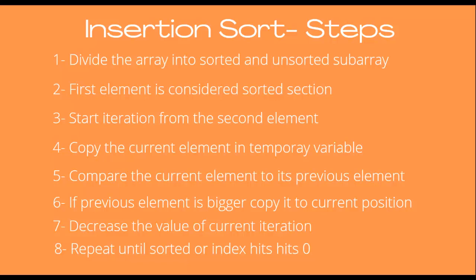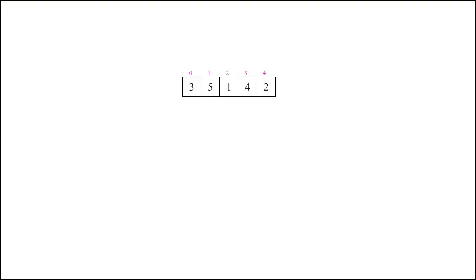Then we copy the current element in another variable so it doesn't get overwritten. After that, we compare the item in the index previous to the current item. So if the previous value is bigger than the current item, we shift the previous value to the current position. Finally, we decrease the value of iteration until we get to the index 0. Let's see an illustration to understand this concept visually.